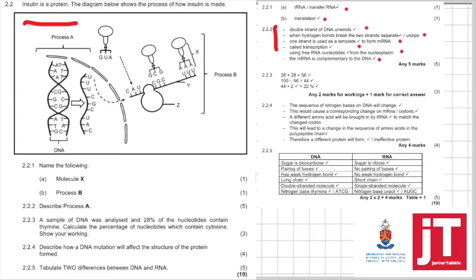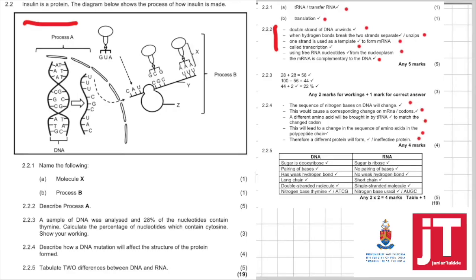2.2.4. Describe how a DNA mutation will affect the structure of the protein formed. Now, this is just a general answer. The sequence of nitrogenous bases on the DNA will change. This will cause a corresponding change on the mRNA of the codons. A different amino acid will be brought in by the tRNA to match the changed codon. This will lead to a change in the sequence of the amino acids in the polypeptide chain, and a different protein will form.